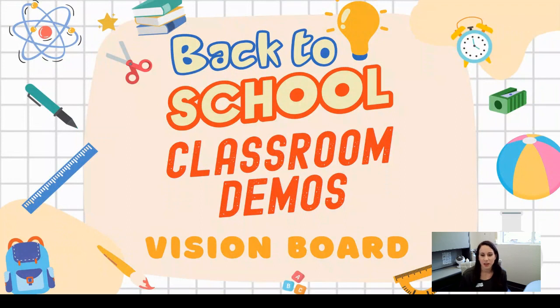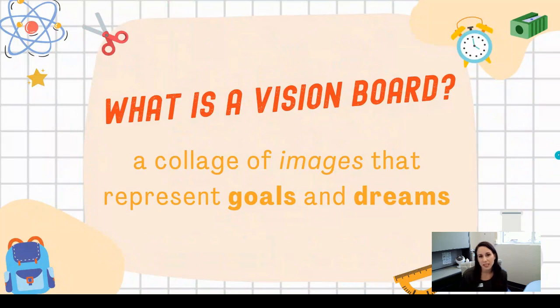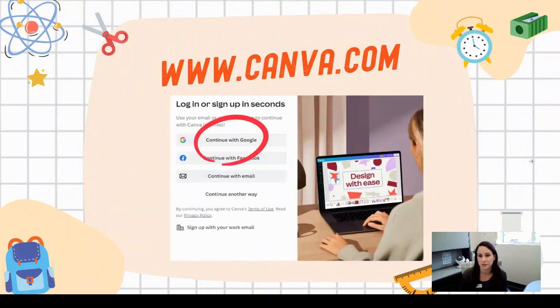Today we are going to put together a back to school vision board using Canva. So let's get started. What is a vision board? A vision board is simply a collage of images that represent your goals and dreams. We're going to put one together today of what your goals and dreams might be for this upcoming school year.